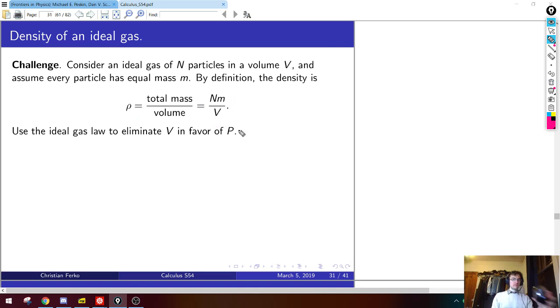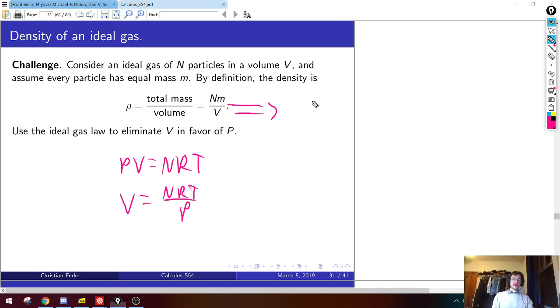nRT over P equals V. Okay, so you say yeah. PV equals nRT, thus V equals nRT over P. Okay, so then when I plug that in, what is the density?